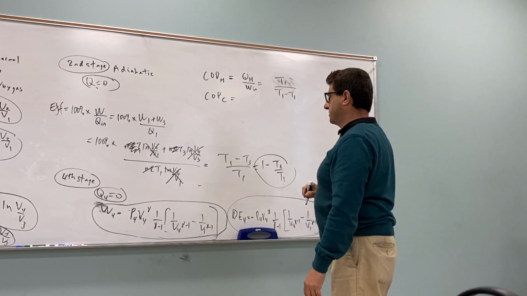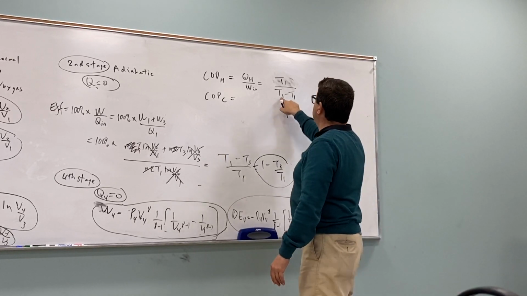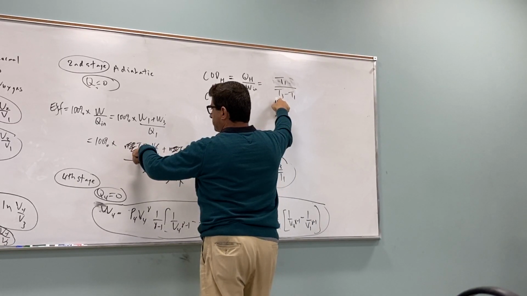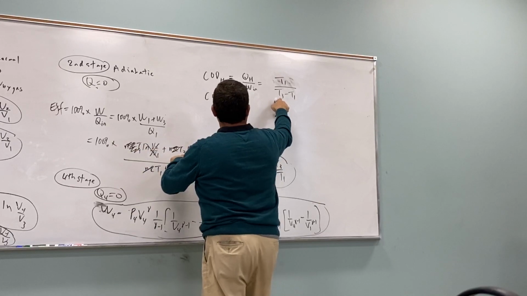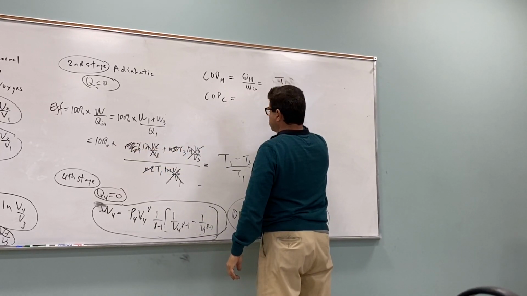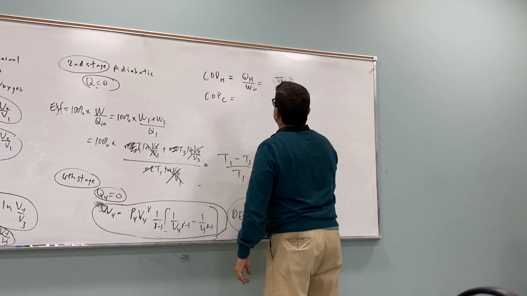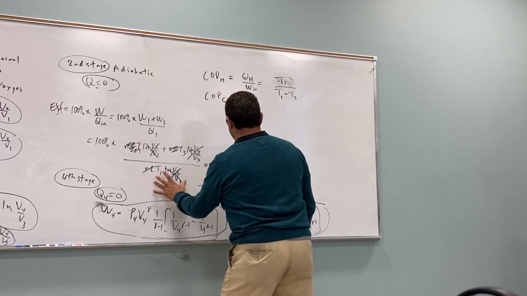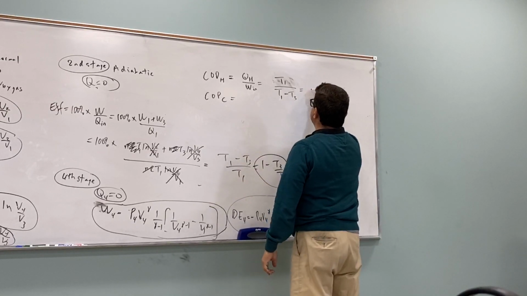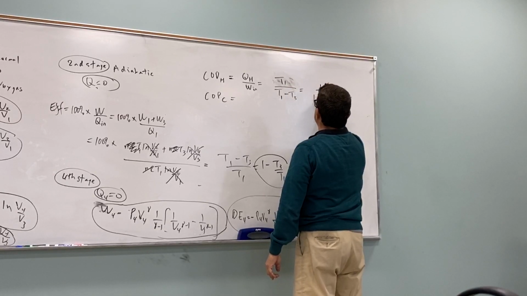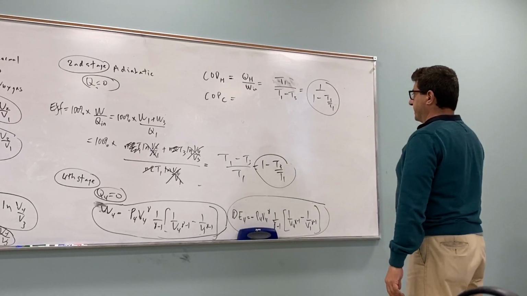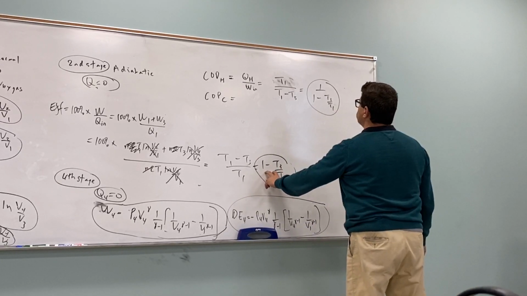Let's see here. No, this is the hot, T1 is the hot. This is the cold. No, I should have a T hot. Yeah, I should have it like that. So basically this one goes down, this one goes down, this one goes up. And then you have here, this one goes to the bottom. Okay, so basically the inverse of this.